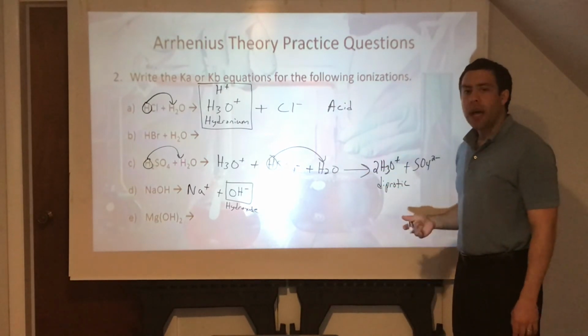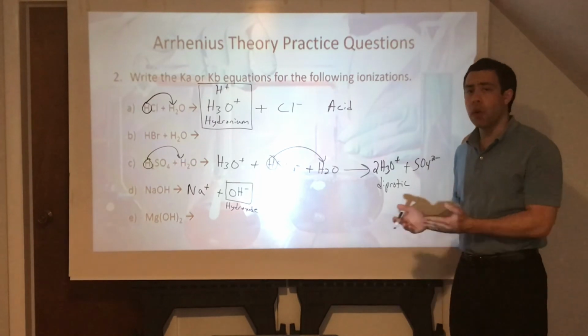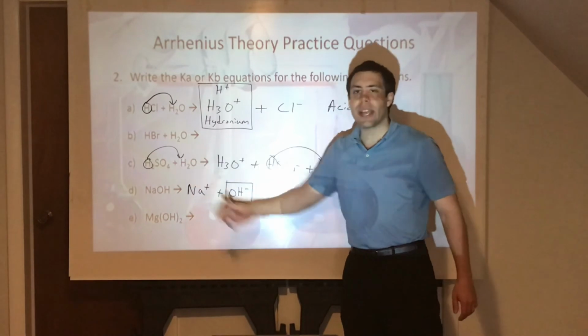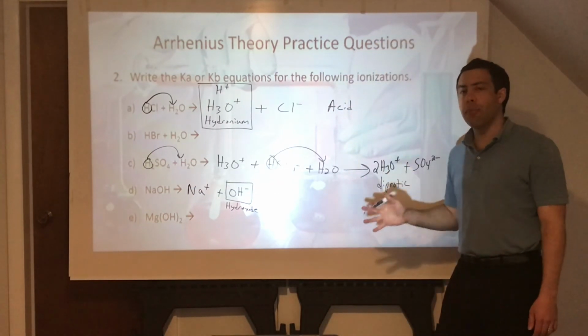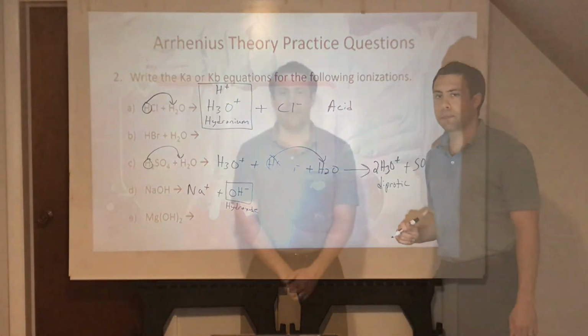Since H plus, hydrogen, is a proton, because it has no neutrons and no electrons, we say it's a proton, and H2SO4 has two H's to give off, we say it is diprotic, whereas HCl was just monoprotic.